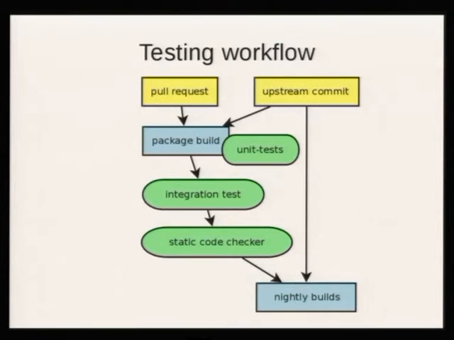This examines the whole application by black box testing. The last of the tests is a static code checker that checks for some redundancies or some violations of the code so you can preserve maintainable code. If this process happened by pushing some new patch to the upstream, we also store those RPM packages and serve them to the users as nightly builds.